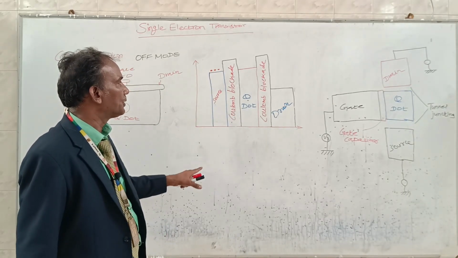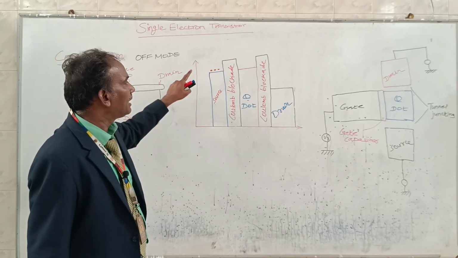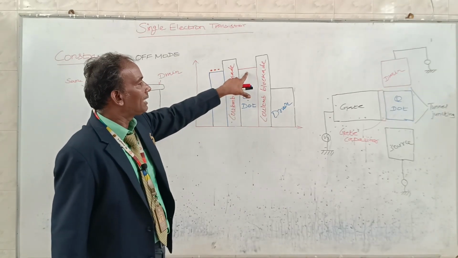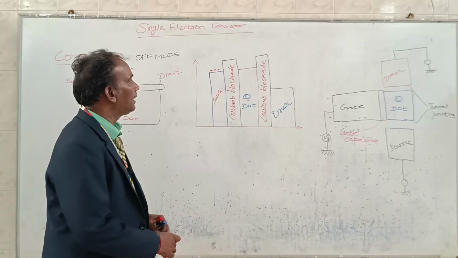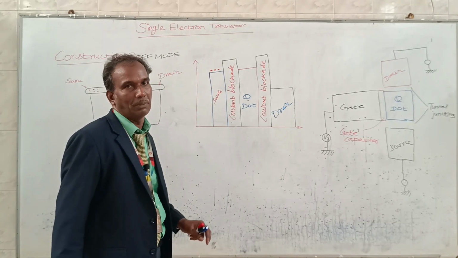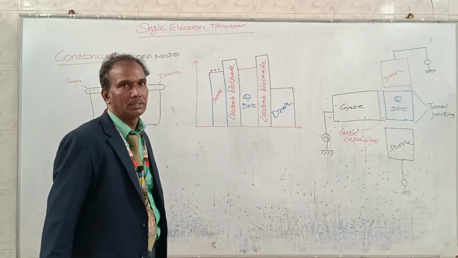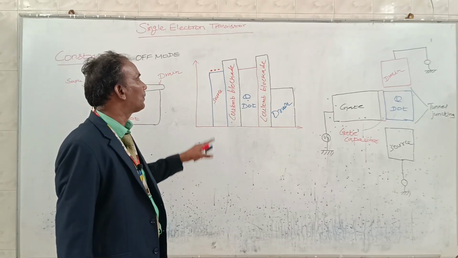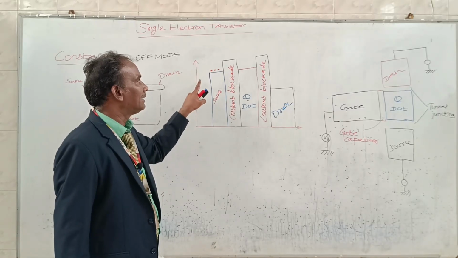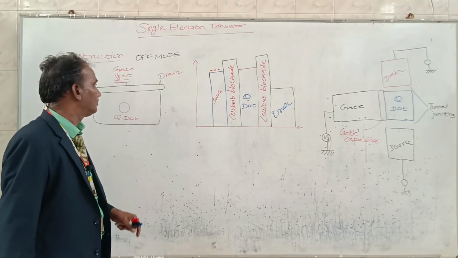So in this situation, this is the energy level diagram. When we look at the energy level diagram, the energy level of the quantum dot is equal to the energy level of the source. This is not energetically favorable to the movement of electrons from source to quantum dot. So no electrons will move from source to quantum dot. All the electrons will be there in the source. This is the off mode. Let's see the on mode.